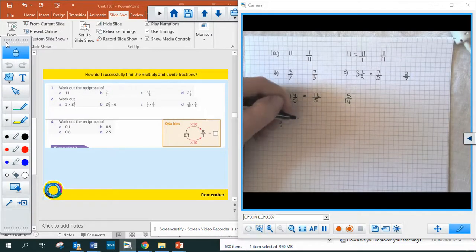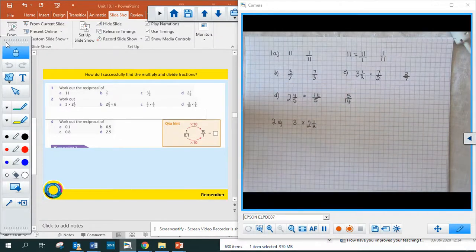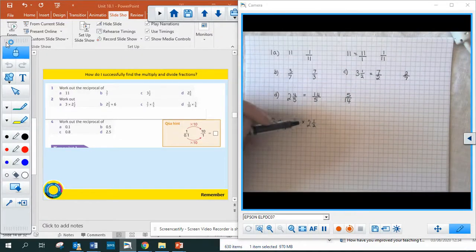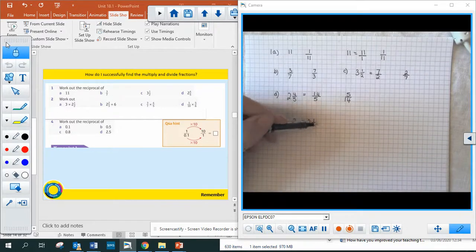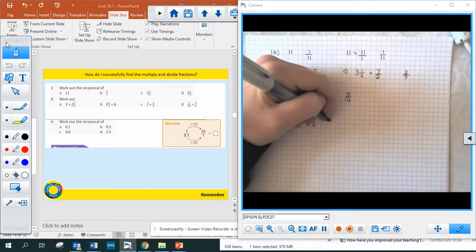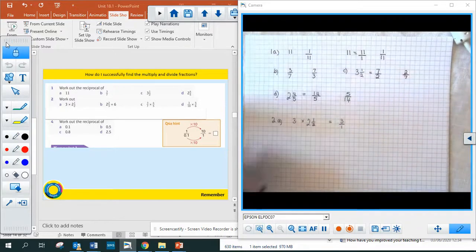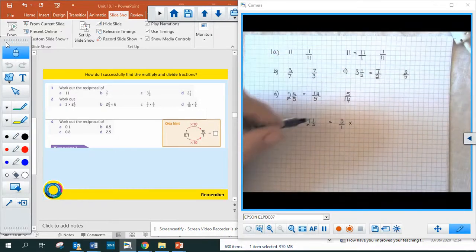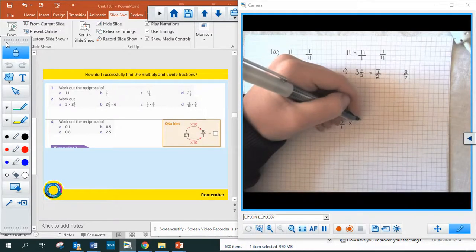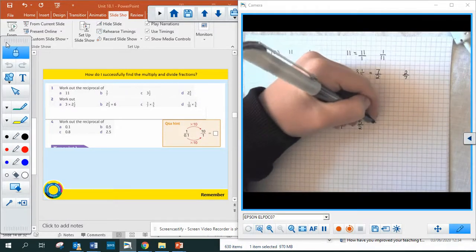The 2a, you've got 3 multiplied by 2.5. Okay? So before we multiply, we're going to turn the 3 into a fraction, and we're going to change 2.5 into an improper fraction. So 3 as a fraction is 3 over 1, isn't it? It's 3 ones. Multiplied by 2.5 as an improper fraction, which is 2 times 2, which is 4, add 1, which is 5. So it's 5 over 2.